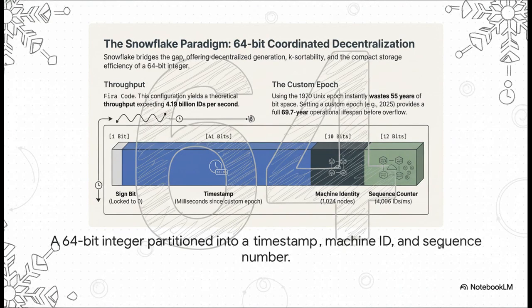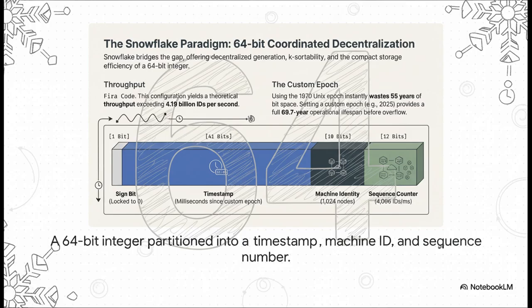All right, let's break down the anatomy of a snowflake ID, because it's just so elegant. On the surface, it's just a 64-bit number, but how it's packed is pure genius. The first bit is just a sign bit, always kept at 0, so our number is always positive. The next 41 bits, that's the magic. It's a timestamp, measured in milliseconds.